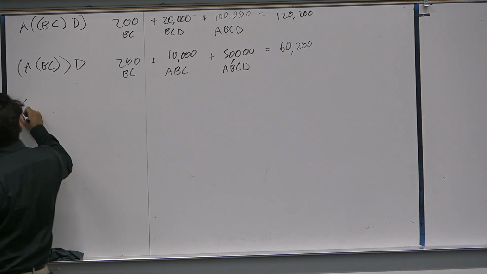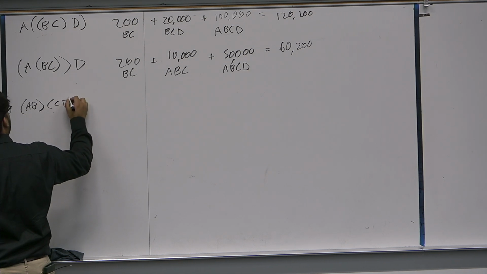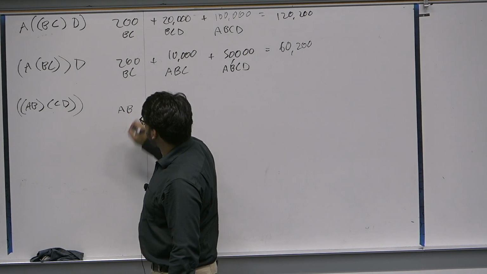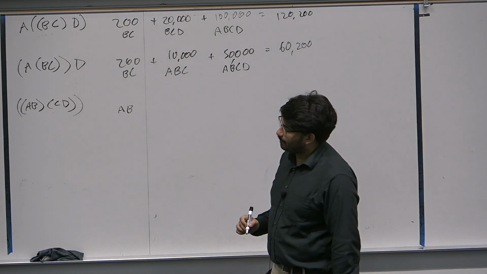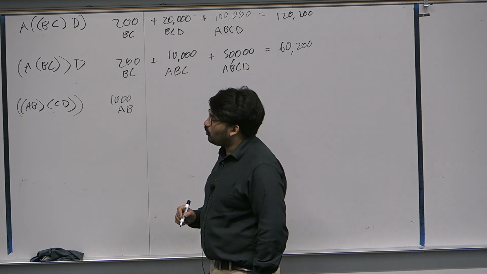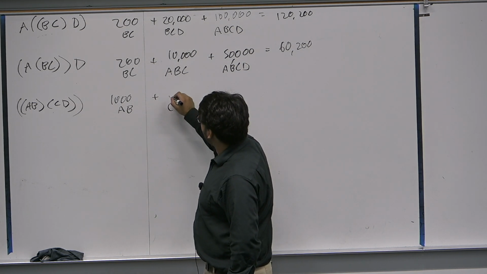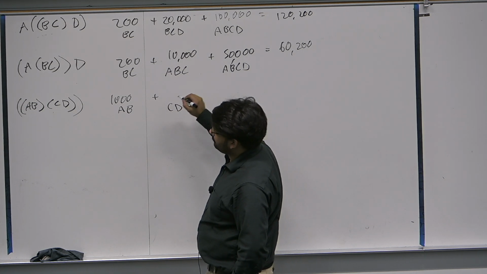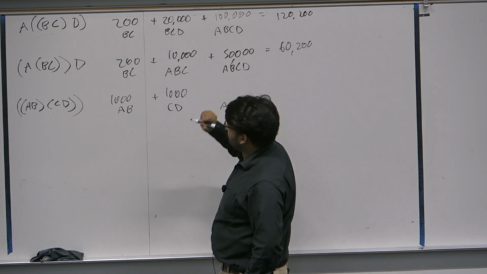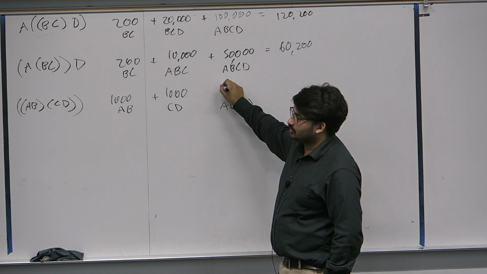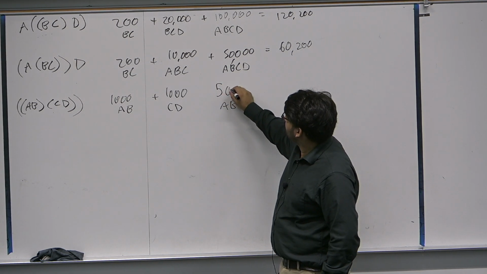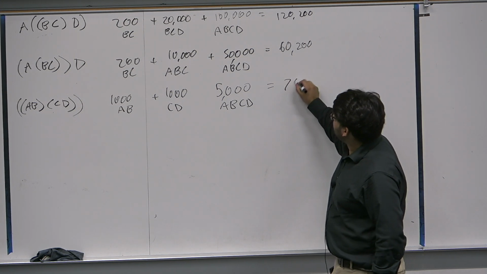And let's do the final one. Let's say AB first, and then let's do CD first, and then we multiply those together. What is the cost of AB? 1,000. That's 20 by 50 by 20 by 1. What's the cost of CD? 1,000. So 1,000. And what's the cost of ABCD? 50 by 1 and 1 by 100. 5,000. Yes, thank you. So that's 7,000.